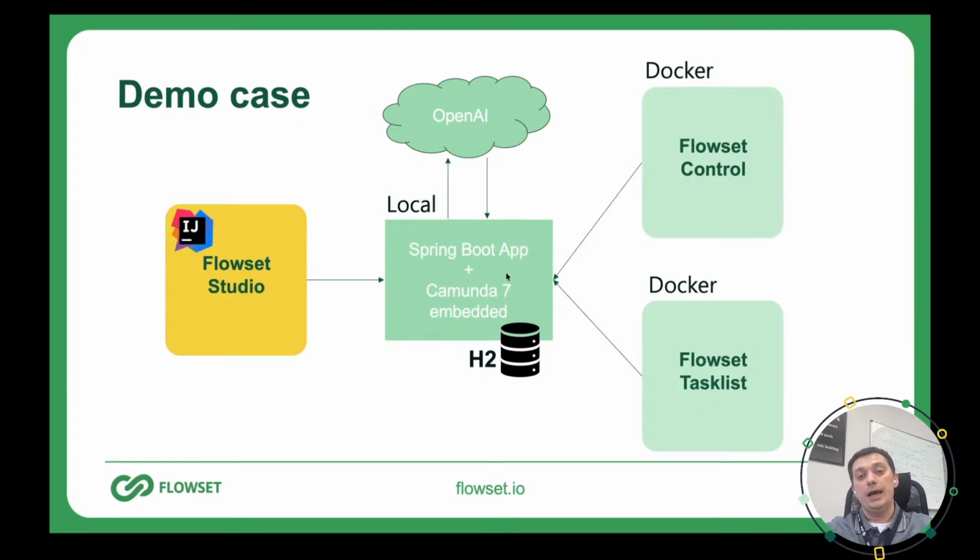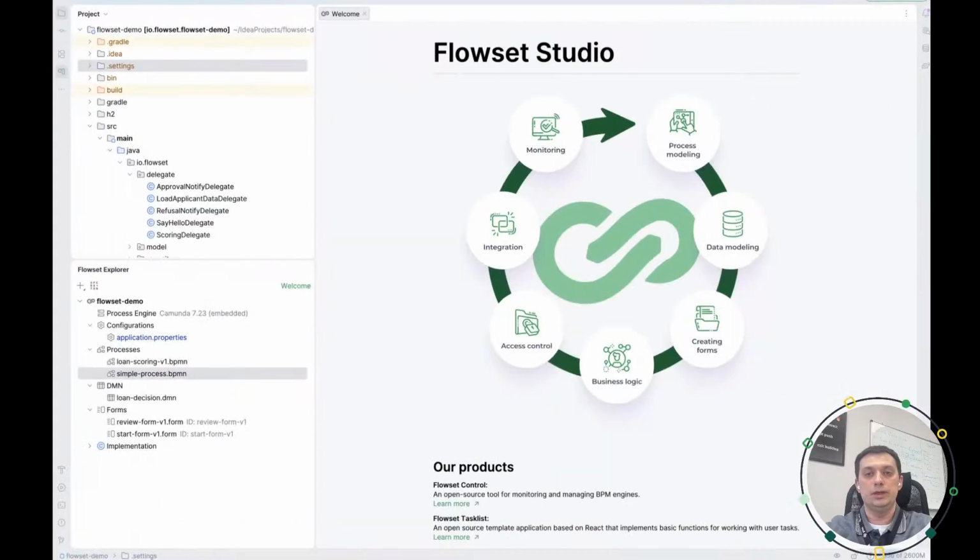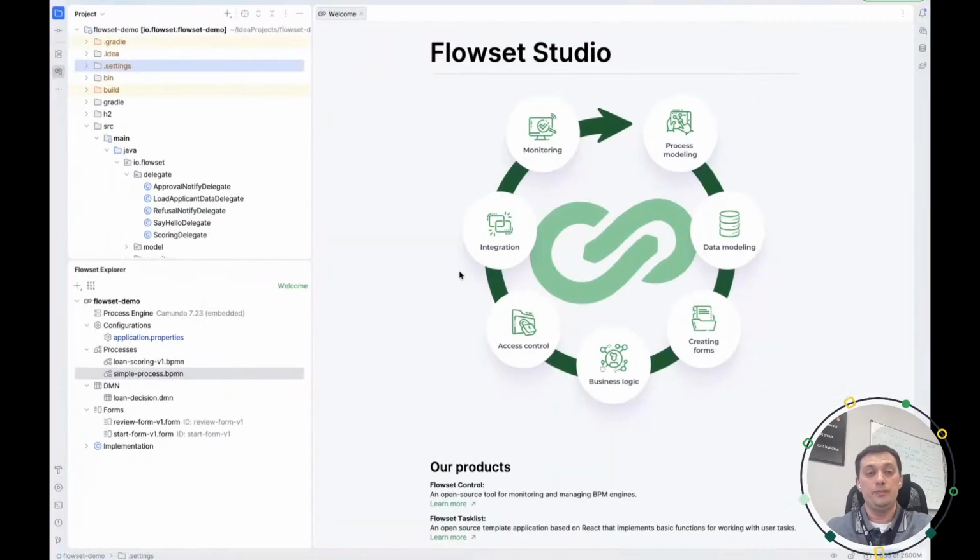Okay, and what we'll do today, we will modify the loan processing business process by connecting it to the OpenAI endpoint, asking the LLM to additionally get a recommendation for the loan application, which was the input for the business process. Yeah, this is the demo case for today. And let's go to the next step, to the Flowset Studio.